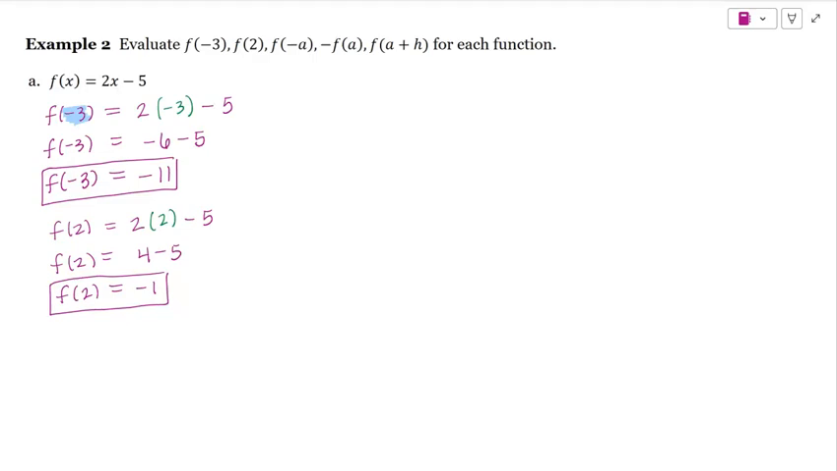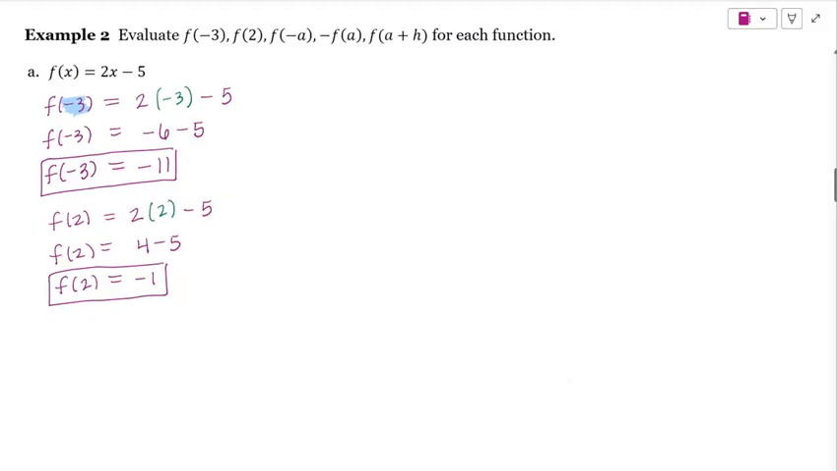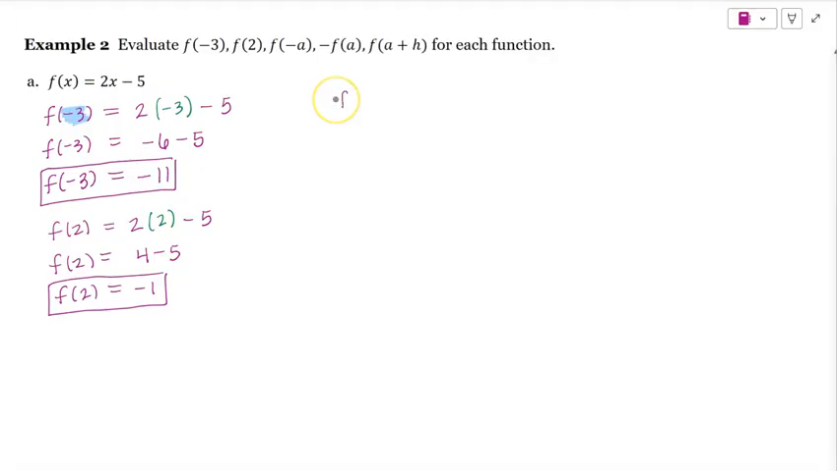What if I were to plug in something like -a? What I'm doing is making a variable exchange in this case. So when I want to think about f of -a, instead of putting x there, I'm going to put -a in its place. Everything else should stay the same. So f of -a will be -2 times a minus 5.